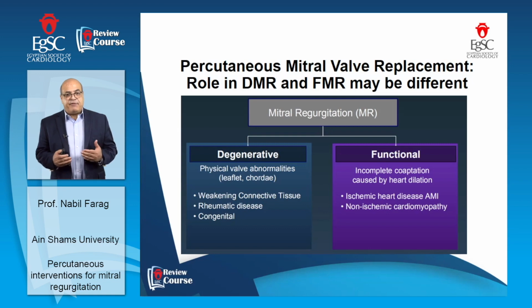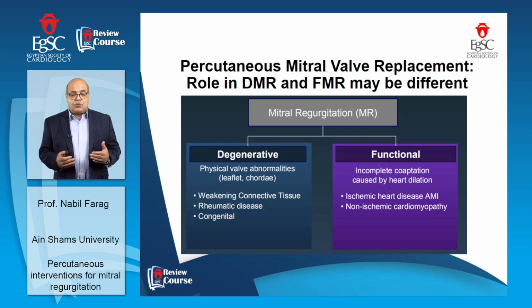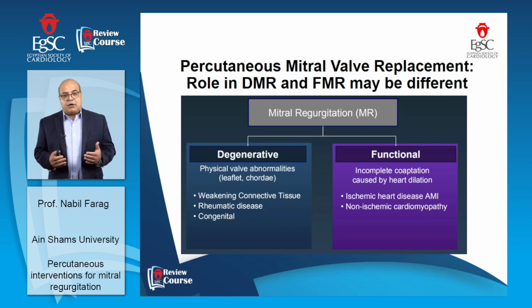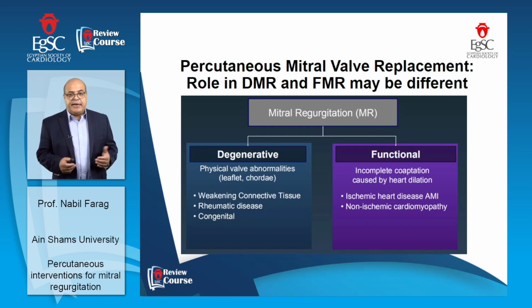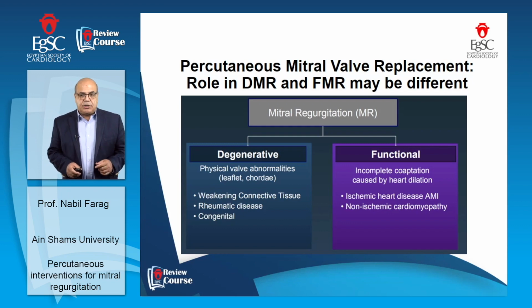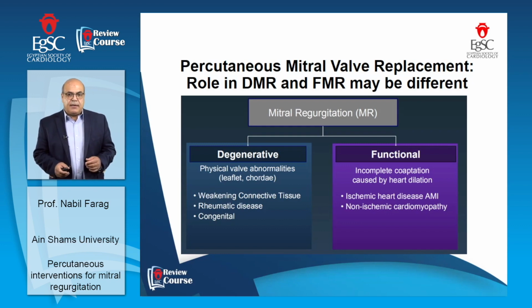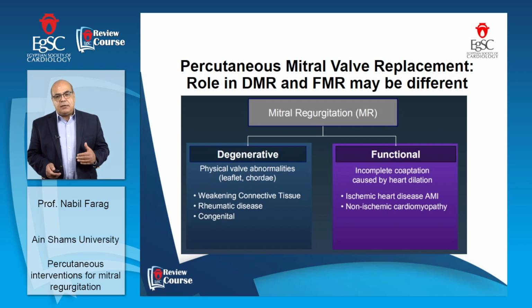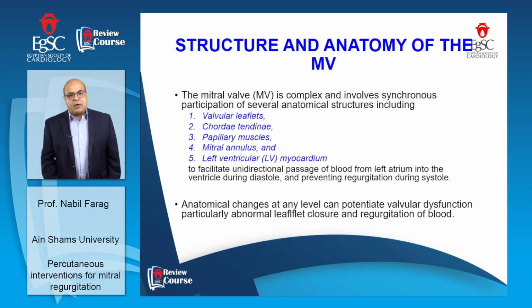This is physical valve abnormalities in the leaflet or the chordae. For example, the connective tissue disorders that affect the mitral valve, rheumatic heart disease that affects the mitral valve, congenital heart disease, or mitral valve prolapse with flail leaflets. Functional, again, it is due to annular dilatation leading to functional regurgitation due to incomplete coaptation of the valve leaflets, anterior leaflet and posterior leaflet, and this can occur in patients with ischemic heart disease after myocardial infarction, or in dilated cardiomyopathy or non-ischemic cardiomyopathy.